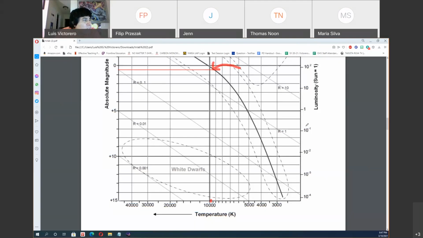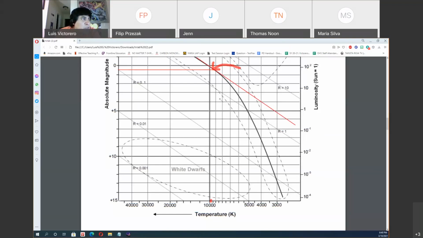And how much bigger is Vega than the sun? Well, look at this radius, right? Radius 1, radius 10. So this should be in between 1 and 10. I will say probably 3 to 4 times bigger than the sun, right? Because the lines have to be parallel. So a parallel line to this should be something like this, right there. So 3 times bigger. That makes sense.